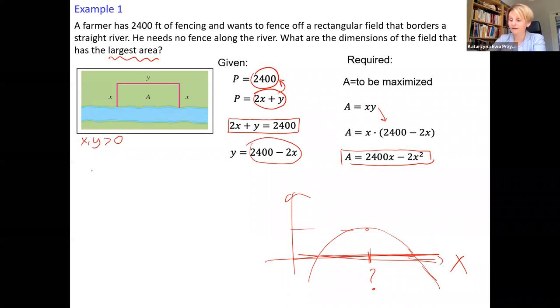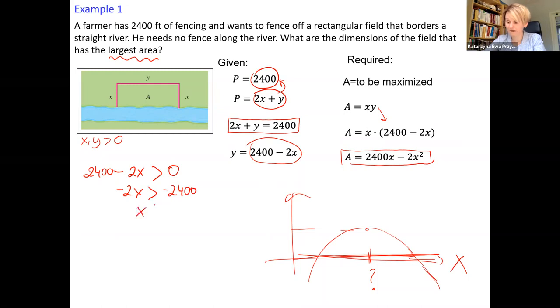Because y is defined as 2,400 minus 2x, we cannot have longer. If x will be any big number, times 2 will give us negative 2,400. We cannot have a bigger product than 2,400. That means this quantity must be positive. That's the restriction, that's the domain. When we solve this and divide by -2, the inequality will change the sign. And of course, x is also positive. x cannot be greater than 1,200.